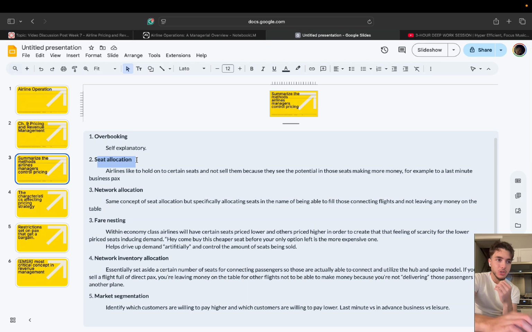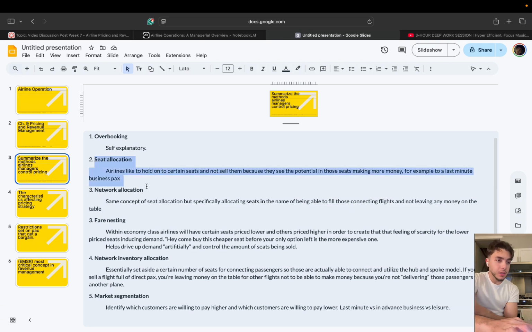There's seat allocation. Seat allocation is probably the biggest strategy that airlines use in order to maximize profit or revenue whenever selling the seats. Airlines like to hold on to certain seats, not to sell them, because they see the potential in those seats to make more money later on. For example, a last minute business passenger. So they might allocate 15 seats for cheap passengers, but they're going to save the other 15 seats for the higher paying passengers that may come at a later time. They're not going to just sell everything all at once. They save them because they see the potential in them, especially on a business heavy route.